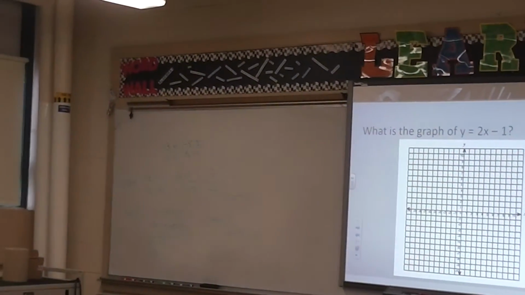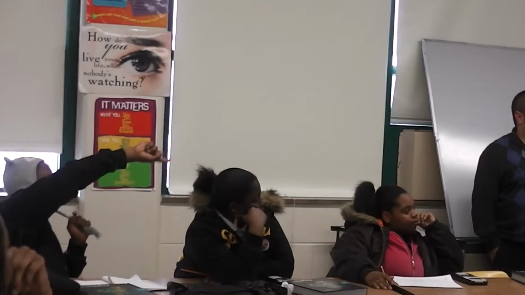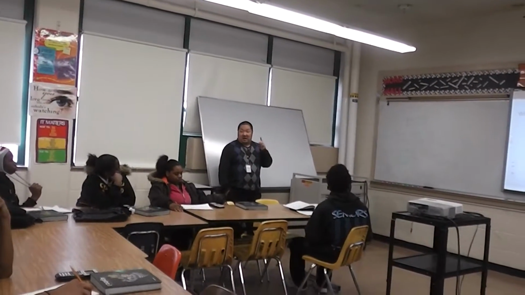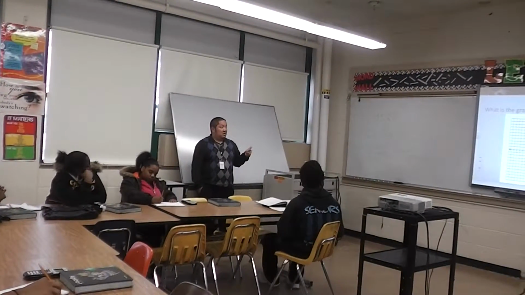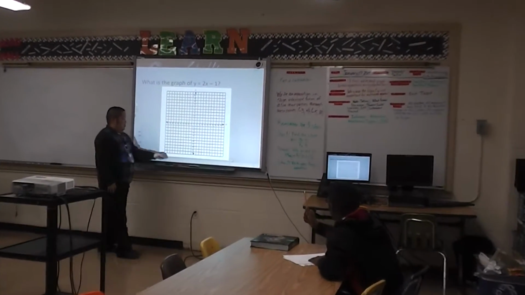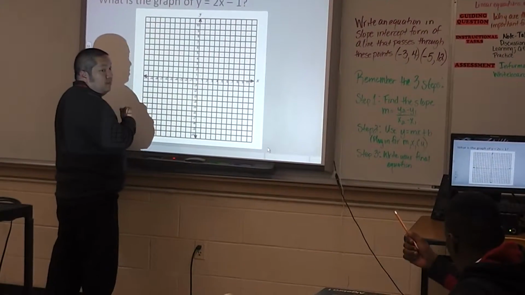So, can we plot that point right now? Yes, we can plot it. The y-intercept is just where your line is going to cross the y-axis. The y-axis is our vertical line. The x-axis goes straight across. So Jalen, where am I going to plot negative 1? On the y. If I start at 0, 0, where am I going to go? Down 1.